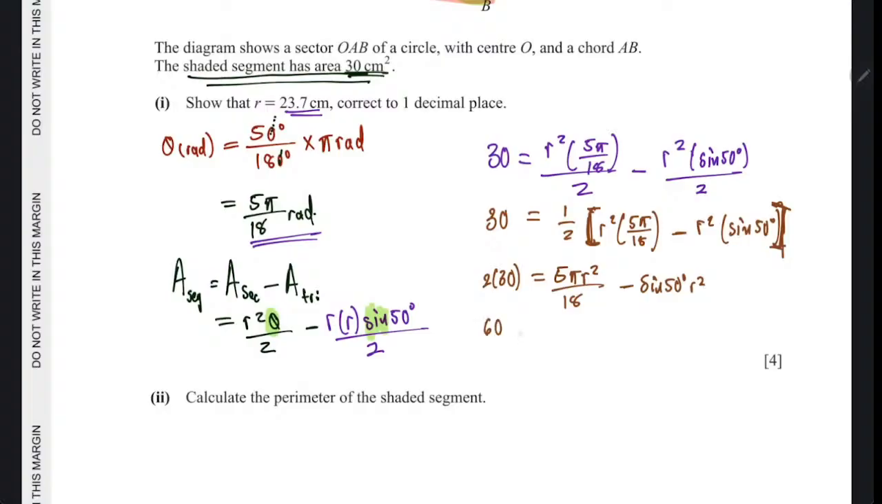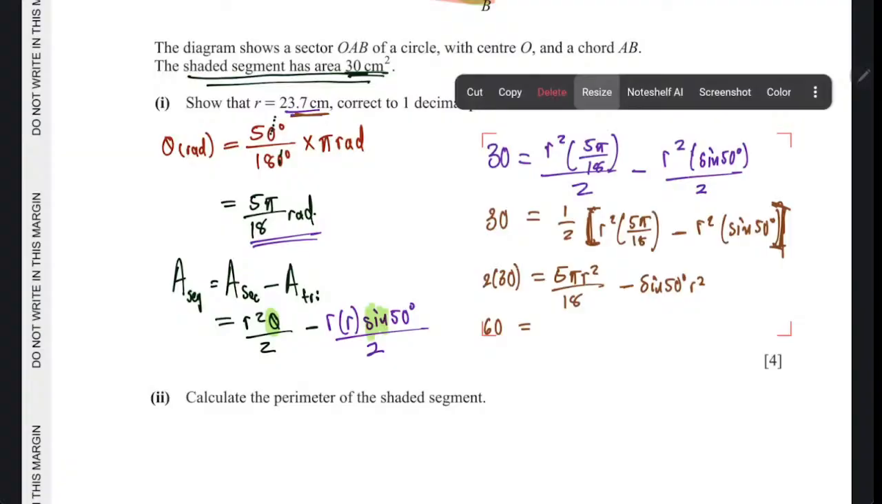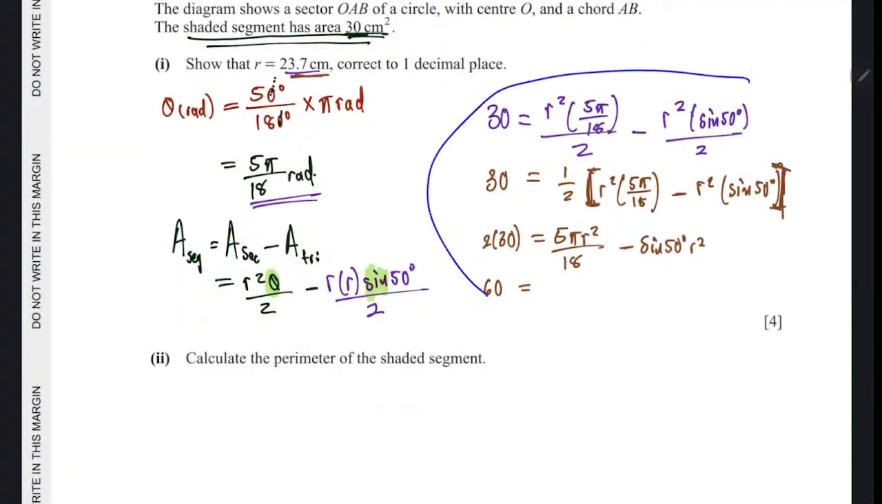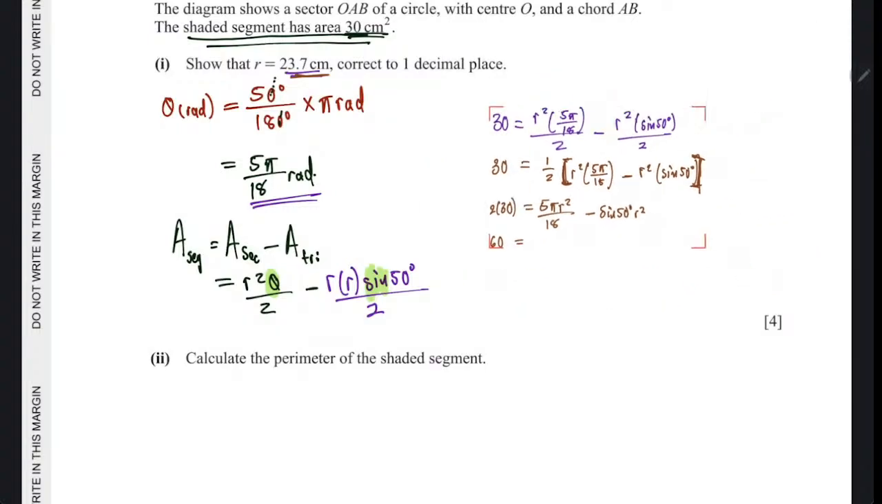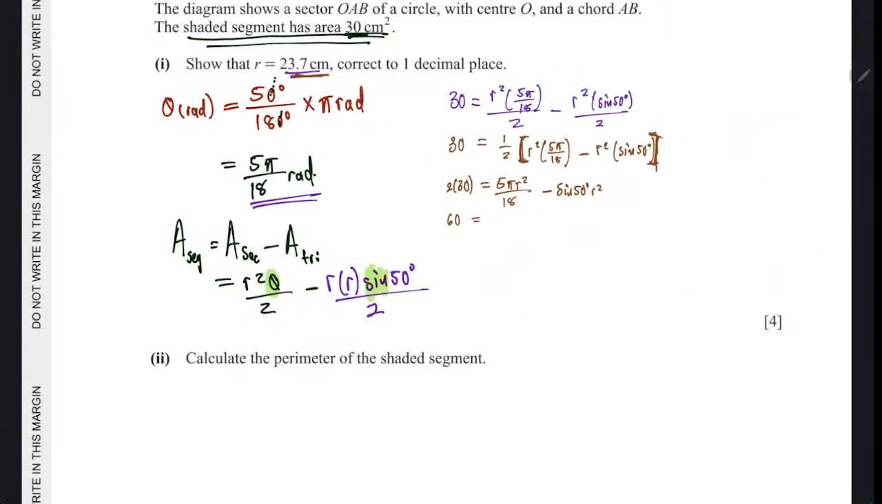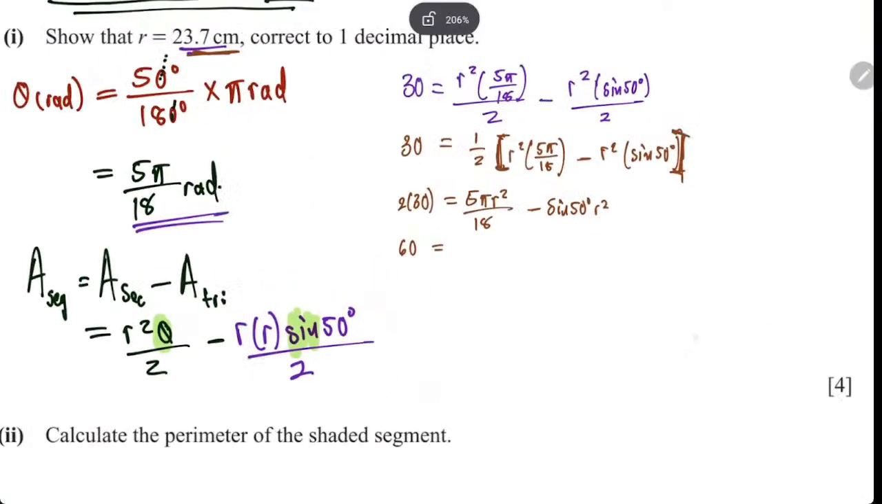is equal to, here all we have to do is to find r. So we are doing r, make r the subject. It's a bit of maths. Let me make it spaced out so that I have more space to work it out. We are doing well. We are almost getting the answer. So this is actually now just subject of the formula. We have to be careful. 60 is equal to 5 pi r squared over 18 minus sine 50 degrees r squared.